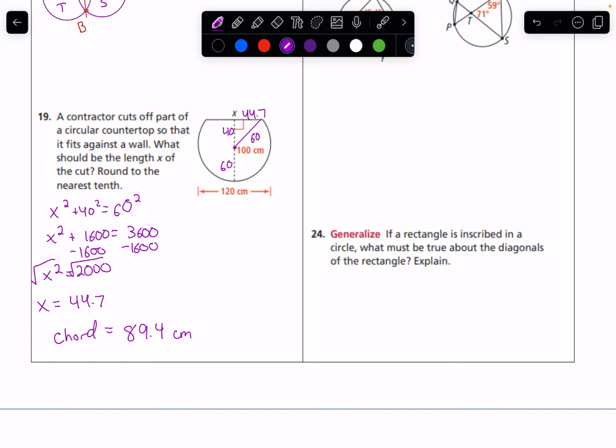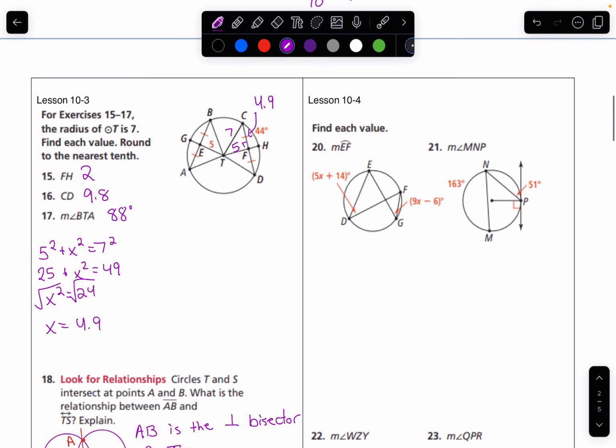Okay, number 20. We've got inscribed angles here. We've got the measure of arc EF, and it looks like angle EDF and angle FGE are both inscribed angles with a common arc. That means this angle and this angle are the same degree measure, and if I find out the degree measure, I can solve the problem.